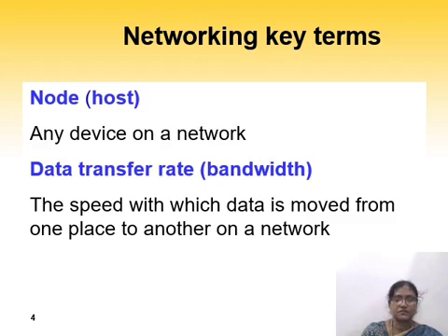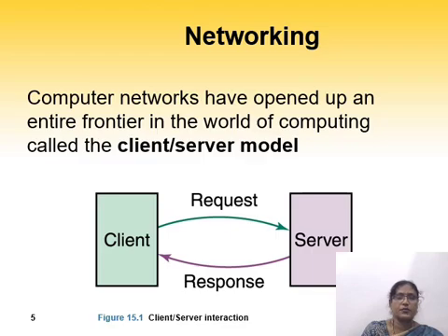The key terms in networking are node, that is a host, any device on a network, and data transfer rate, that is the bandwidth, the speed with which data is moved from one place to another on a network. In computer networks, the machines communicating are designated by several models. The first model is the client-server model. In the client-server model, the client requests a document from the server and the server responds to the client. This is called client-server interaction.